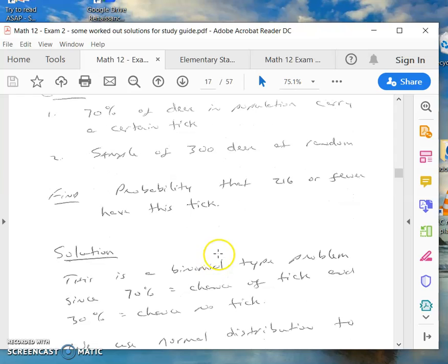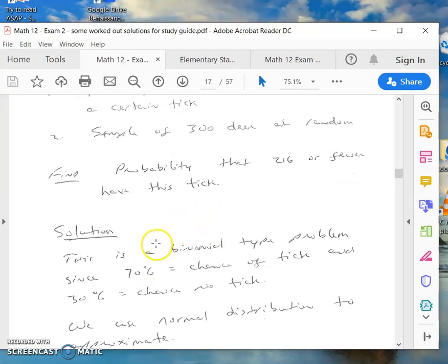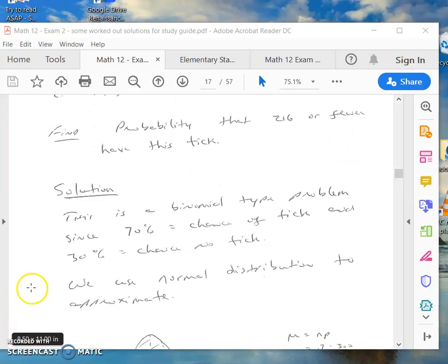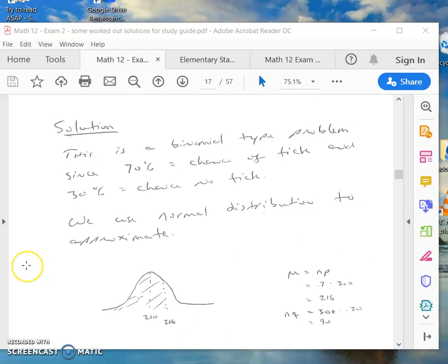Okay? Well, as you can imagine, this is an absolutely impossible problem if we use the binomial distribution. Now let's think about this. Why is it a binomial type problem? It's a binomial type problem because 70% is the chance of a tick and 30% is the chance of no tick. So that's just like a heads or a tails, a success or a failure. If you recall, that's what we mean by a binomial type distribution.